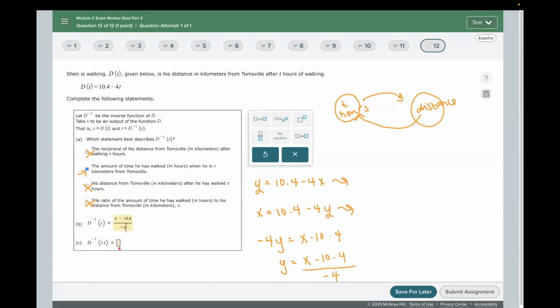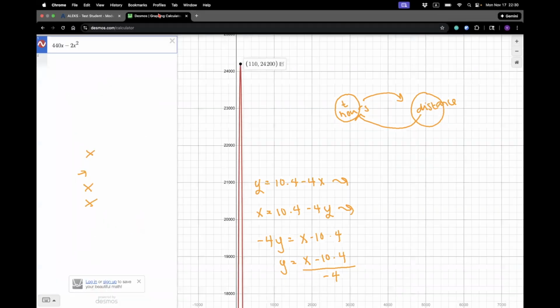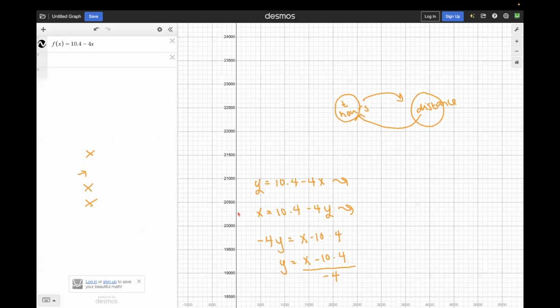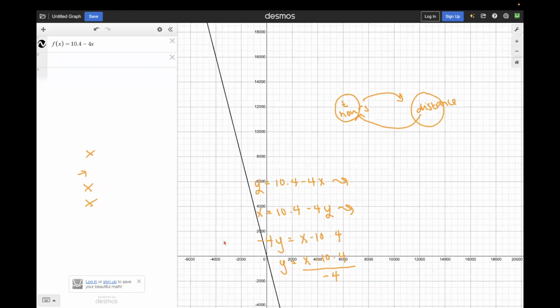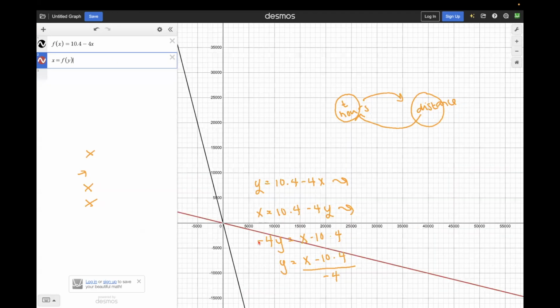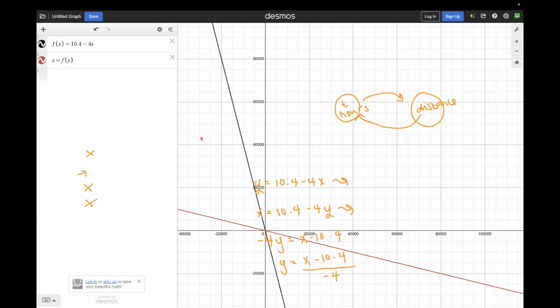And now we want the inverse of 5.2. So this is a good question for Desmos. So I'm going to come over here and I'm going to say f of x equals 10.4 minus 4x. And we're going to need to zoom. Let me go to the origin. All right, here is our function. For the inverse, I will say x equals f of y.